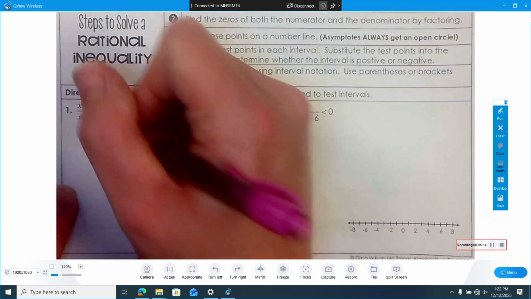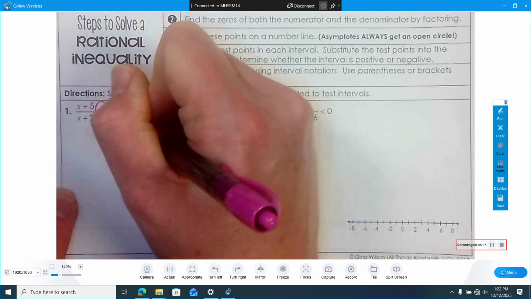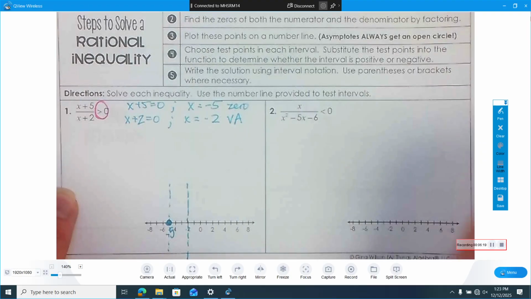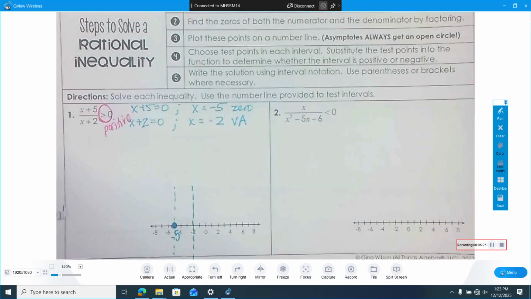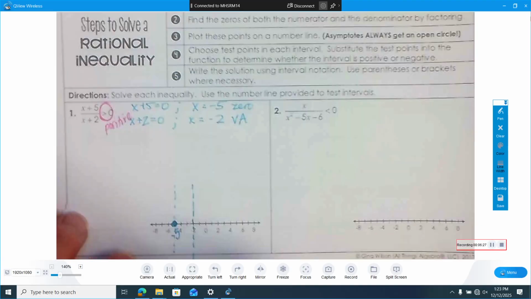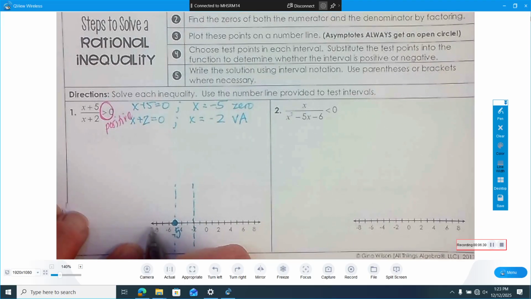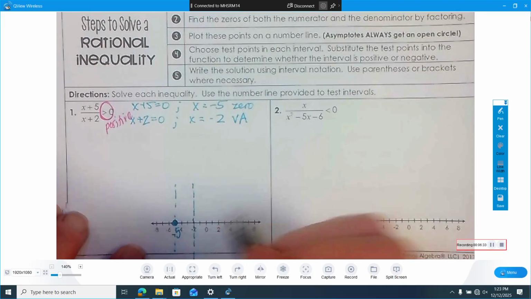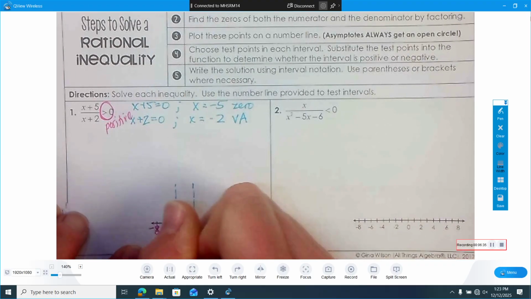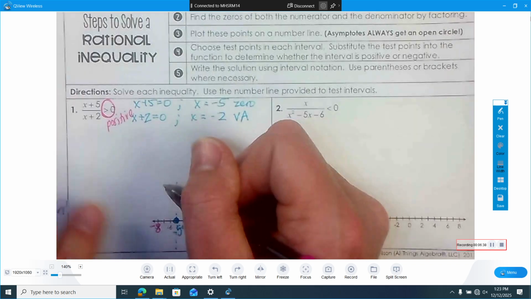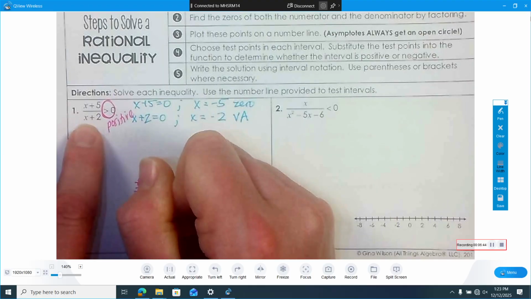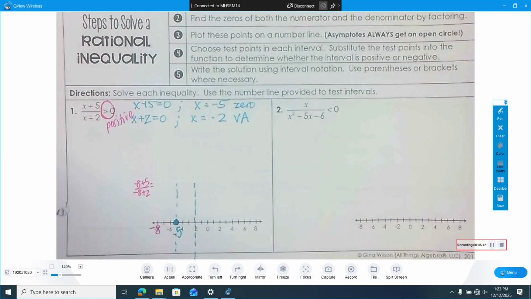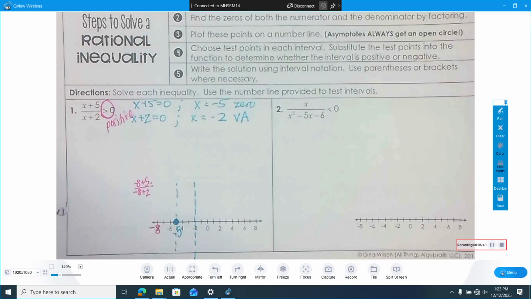We want to know, where is this rational fractional function greater than 0? What does that mean? We want positives. Okay, we want to know, where is it positive? All we need to do is plug in some points. So I'm going to start by plugging in a point to the left of negative 5. Give me a number that's to the left. I'm going to just use negative 8. If I plug negative 8 in, I would have negative 8 plus 5 over negative 8 plus 2. But again, all I really care about is whether I'm getting a positive or negative result. Do I care about the actual numbers?